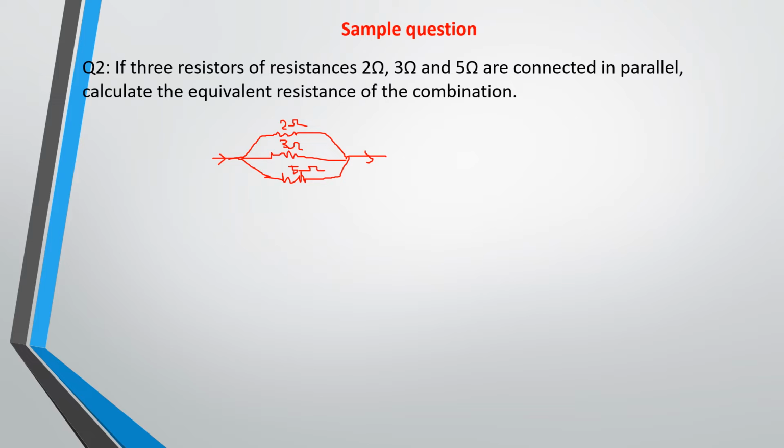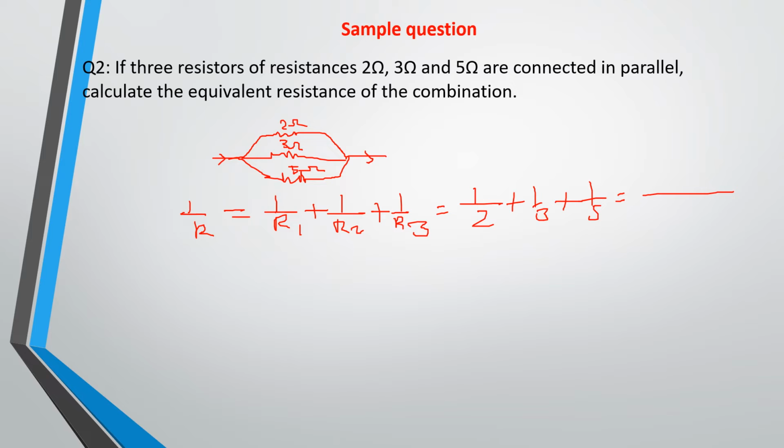Okay, so we said that overall resistance is 1 over R equals 1 over R1 plus 1 over R2 plus 1 over R3. So when you substitute into this equation, you're going to have 1 over 2 plus 1 over 3 plus 1 over 5. So what you now do is find the LCM of these three values given to you. The LCM of 2, 3, and 5 is 30.